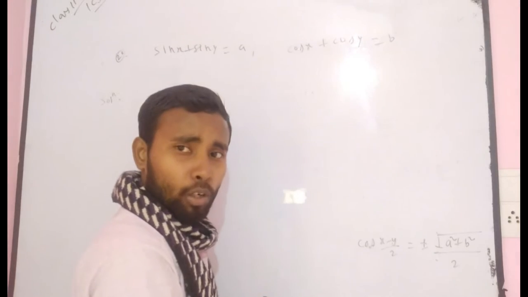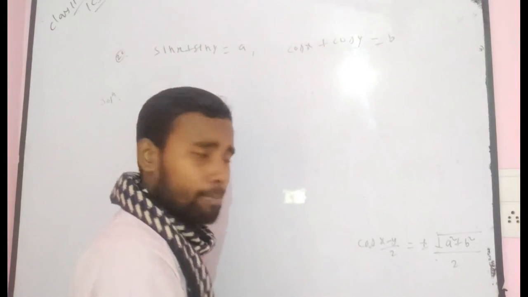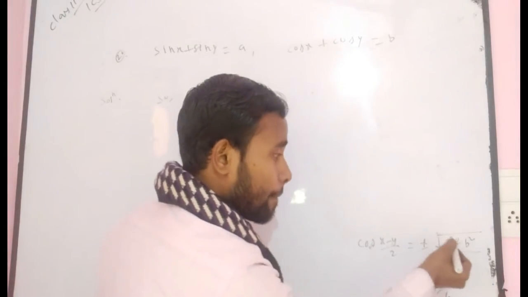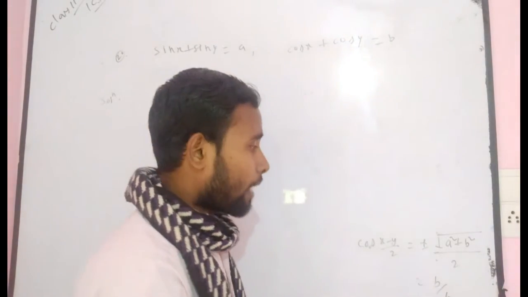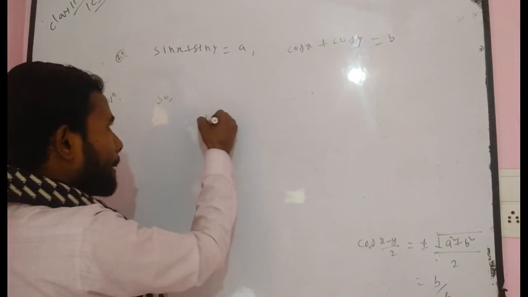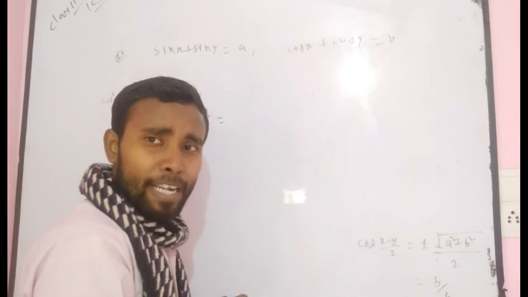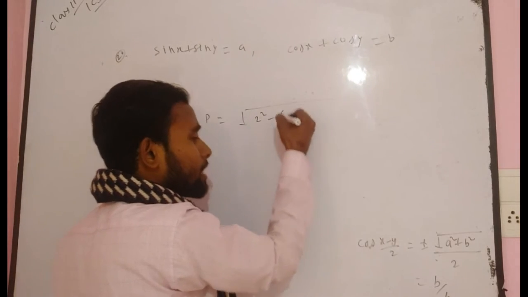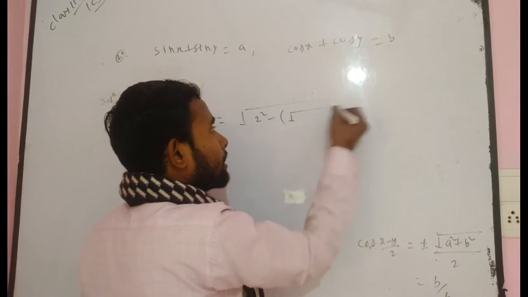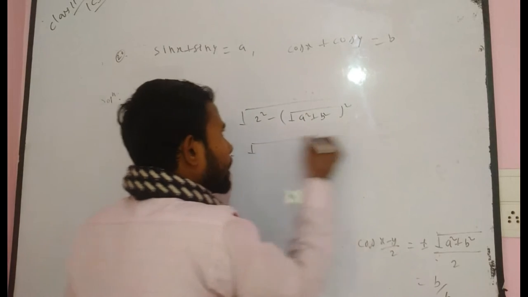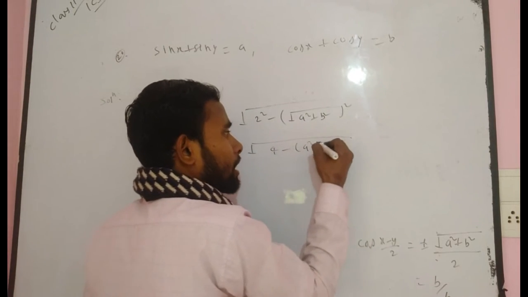So cos theta is equal to b by, that means base by hypotenuse. Can you write base by hypotenuse? Here base will be square root of a square plus b square, and hypotenuse will be 2. So can you find perpendicular? What will be the value of perpendicular? Perpendicular is equal to the square root of the square of hypotenuse minus the square of base. Finally you get it will be 4 minus (a square plus b square).